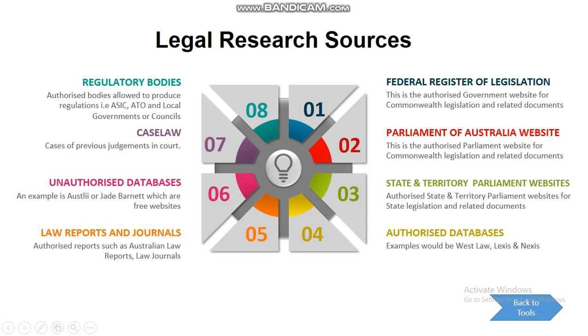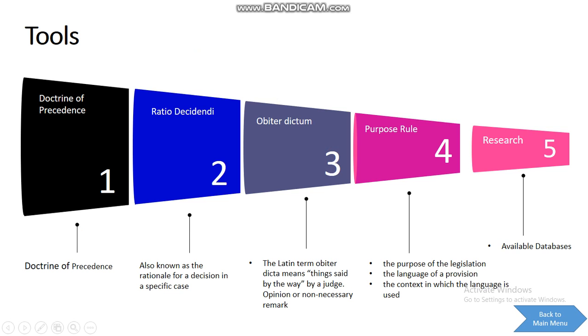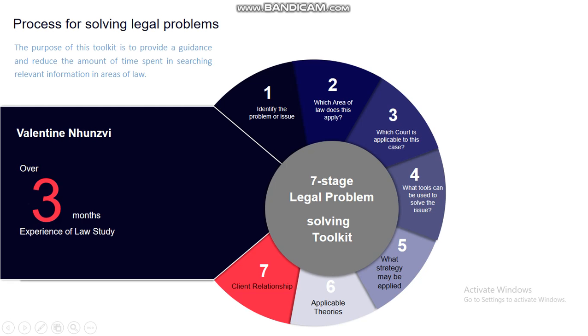We also look at law reports and journals, authorized reports such as the Australian Law Reports. There are also some unauthorized databases such as Austlii and Jade, and then we look at case law. There are also regulatory bodies like ASIC. They also bring out regulations and guidelines, as do local governments or councils. If we go back to our tools, we then go back to the main menu.